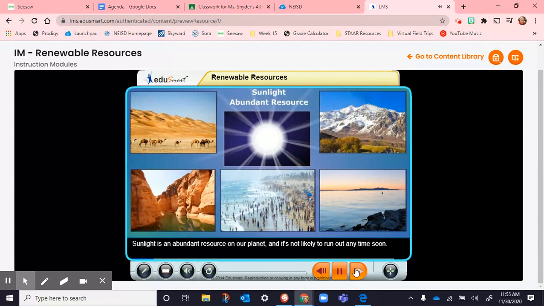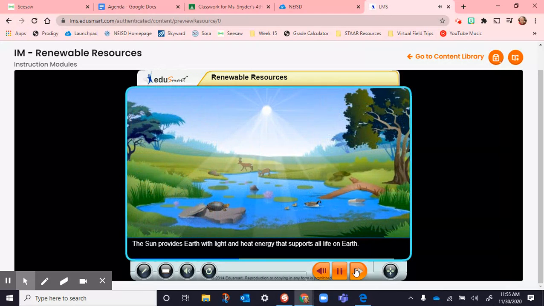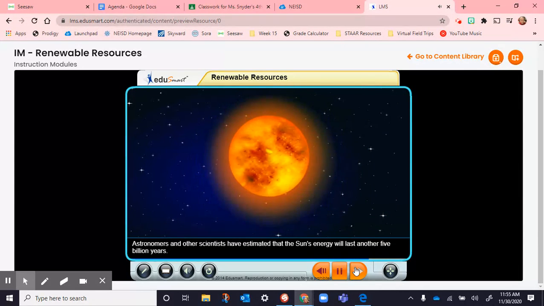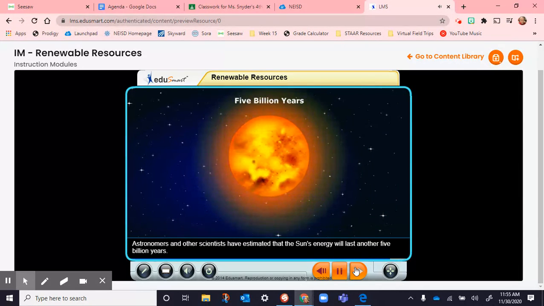Sunlight is an abundant resource on our planet, and it's not likely to run out anytime soon. The sun provides Earth with light and heat energy that supports all life on Earth. Astronomers and other scientists have estimated that the sun's energy will last another 5 billion years.